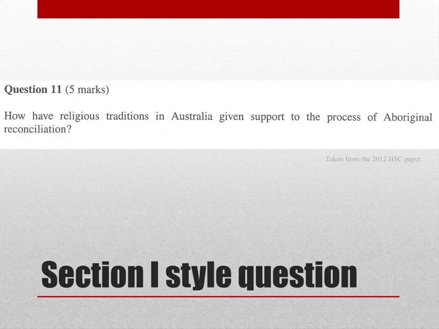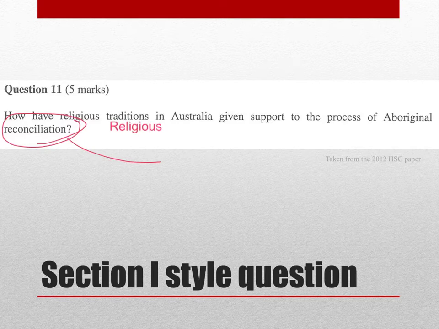So the following is a sample of a question 11, so this is still contained within section 1 of the exam. How have religious traditions in Australia given support to the process of Aboriginal reconciliation? Now, the key word within this particular question is reconciliation, okay? So we've already identified that comes under the first unit of study, which is religious and belief systems in Australia post 1945. Okay, now as far as the syllabus dot point is concerned, we're looking for where reconciliation comes out.